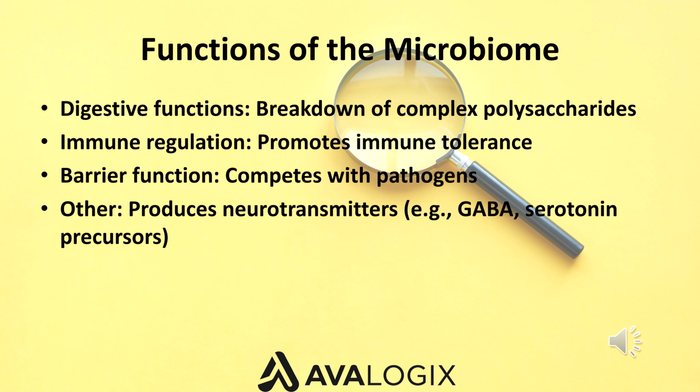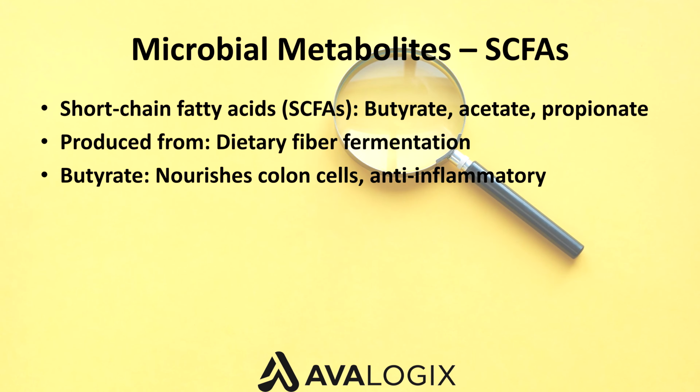Finally, the microbiome communicates with distant organs via the gut-brain, gut-liver, and gut-skin axes, influencing mood, cognition, inflammation, and disease risk. In short, the microbiome is a vital metabolic, immunological, and signaling organ, one that we're only just beginning to understand. Now, let's explore dysbiosis, a term used to describe an imbalance or disruption in the normal microbiota.